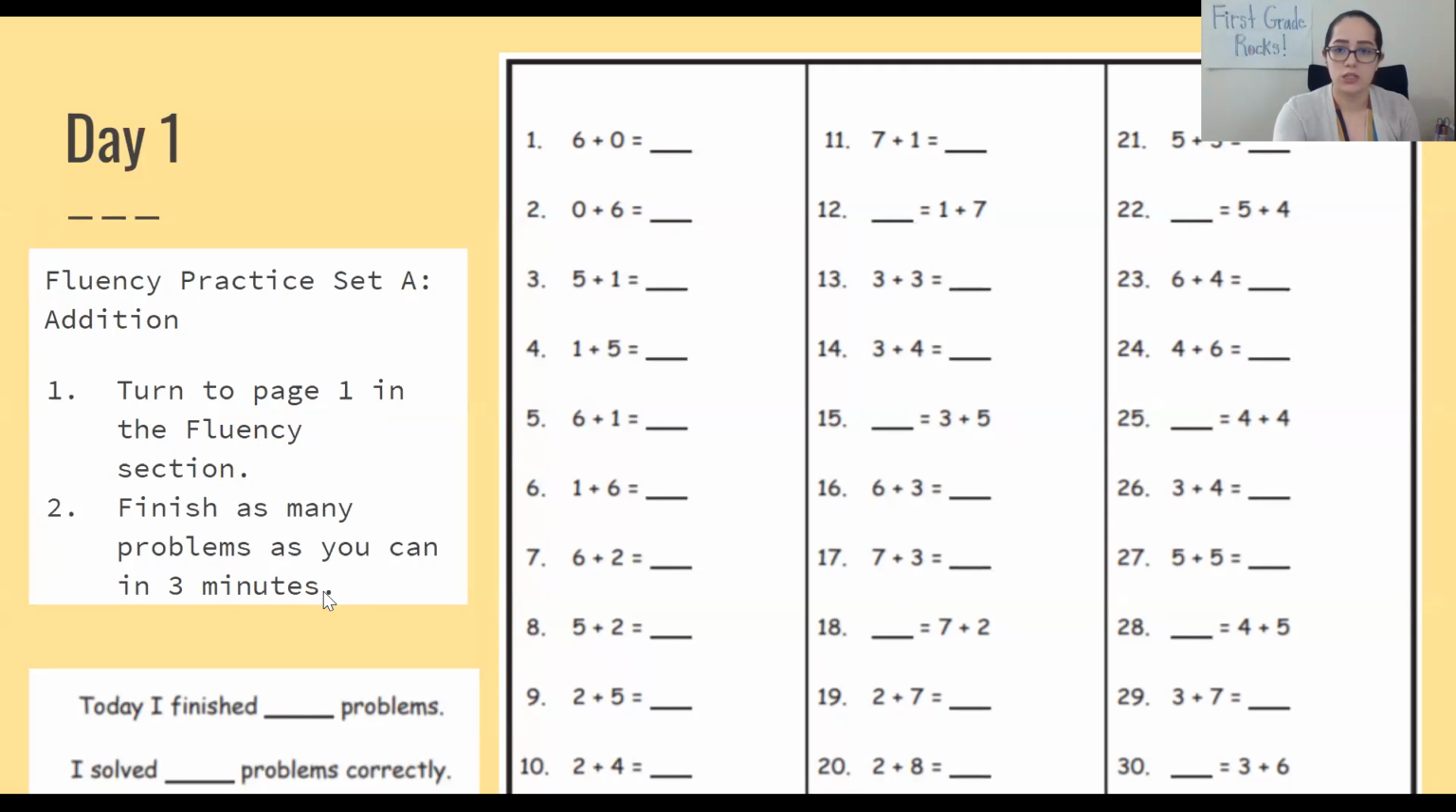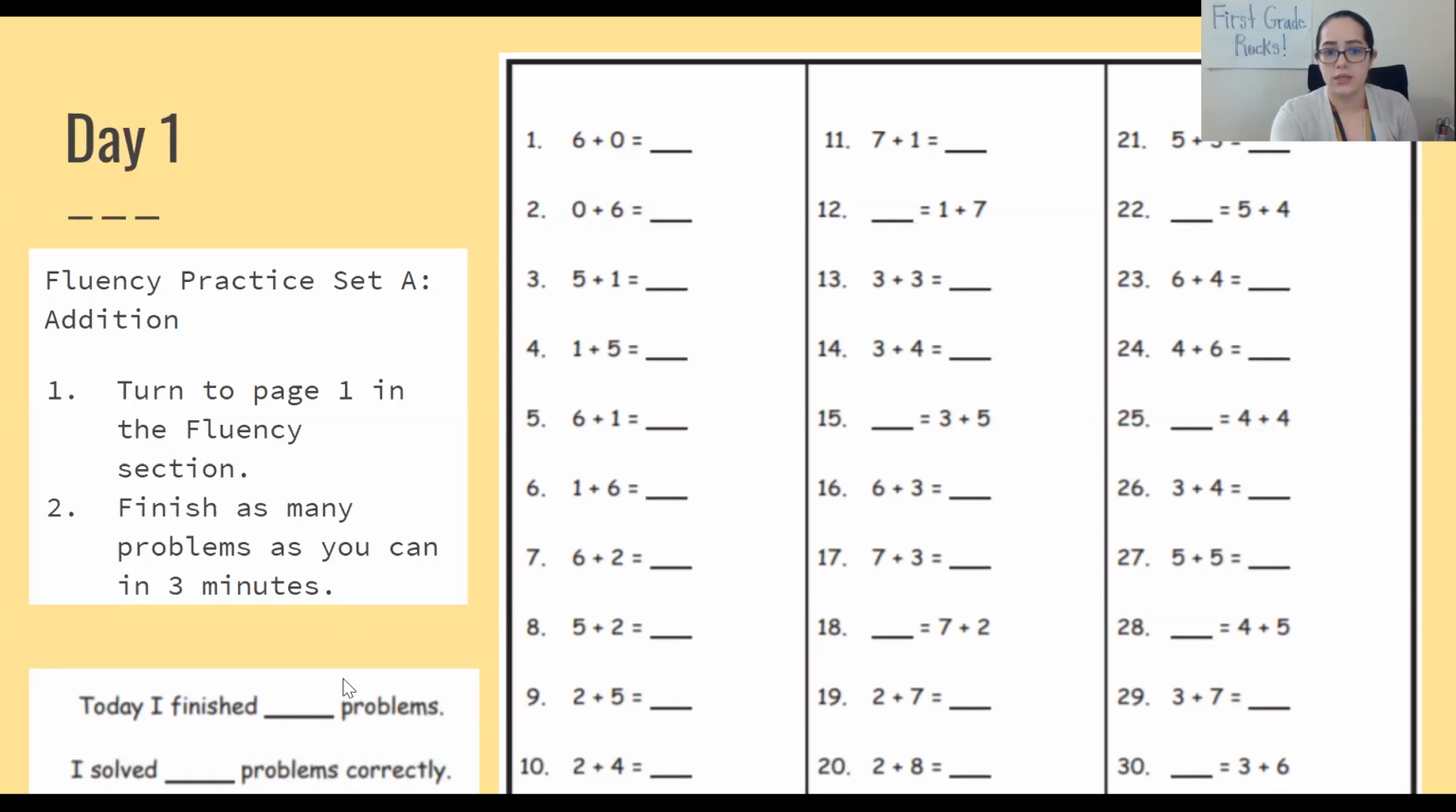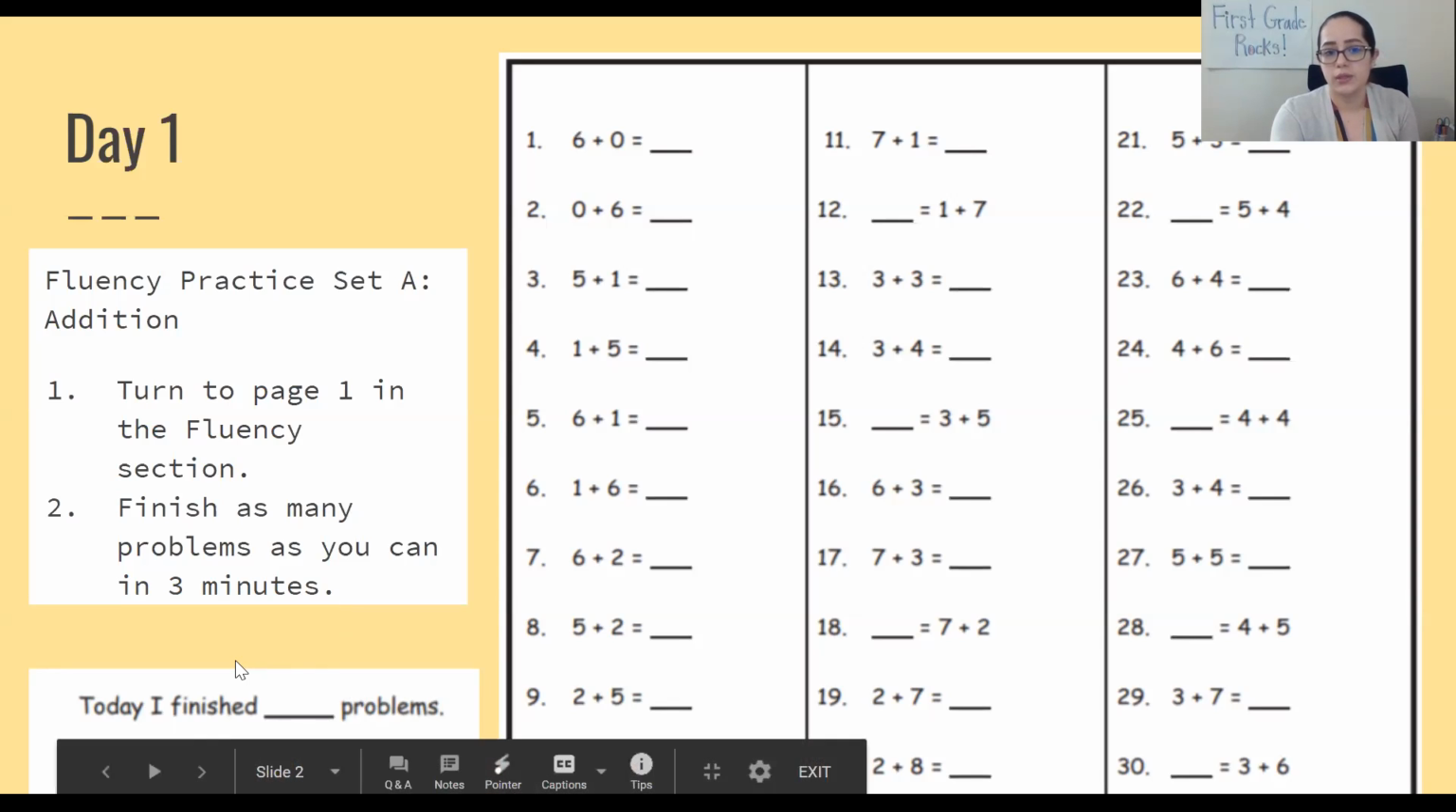So today I finished blank problems. And then they're also going to check their work and see how many they completed correctly and also log that number. And that's just some more practice. Students can go ahead and go back after those 3 minutes and after they check their work and complete the rest of the problems.